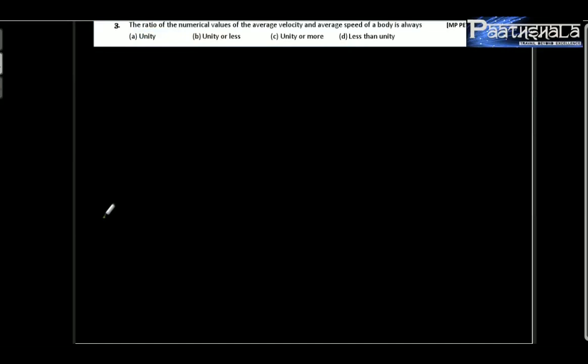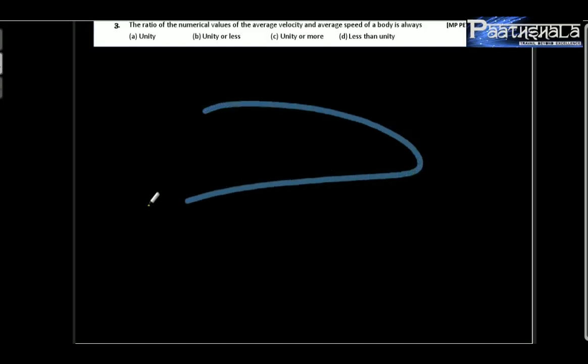The ratio of numerical values of average velocity and average speed of a body is always... So they are asking what is the ratio of the magnitude of average velocity and the average speed. Which can be greater, average velocity or average speed? Obviously, speed can never be less than velocity. Never ever. I'll give you an example. Let us say the object starts from here and comes back over here.